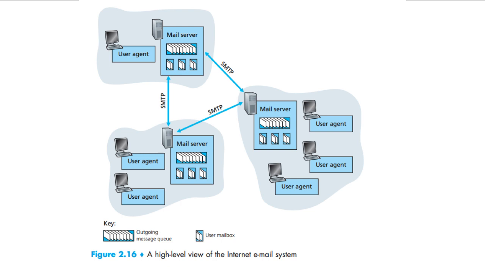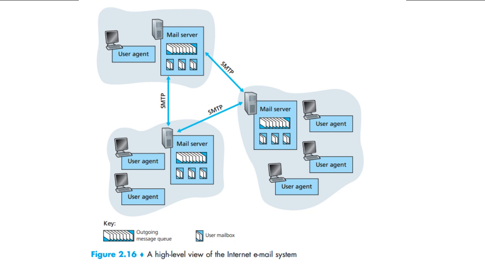A typical message starts its journey in the sender's user agent, travels to the sender's mail server, and then travels to the recipient's mail server, where it is deposited in the recipient's mailbox. When Bob wants to access the messages in his mailbox, the mail server containing his mailbox authenticates Bob with username and password. Alice's mail server must also deal with failures in Bob's mail server.